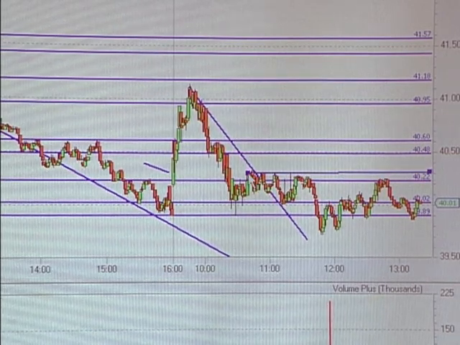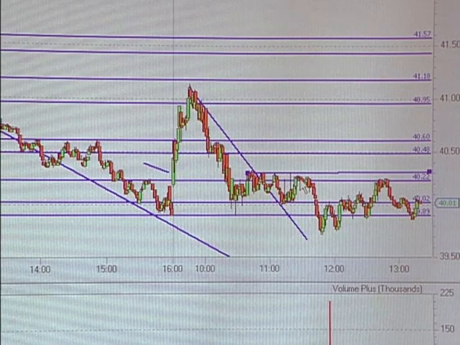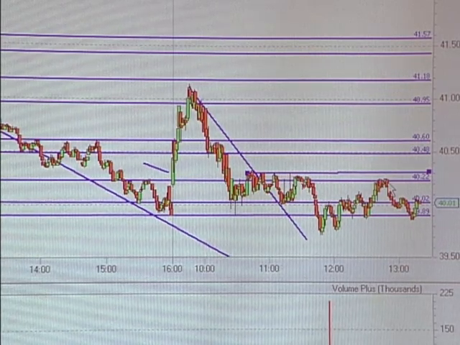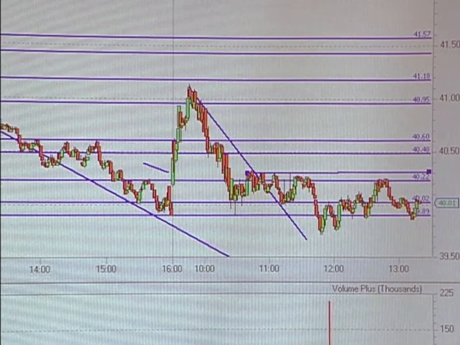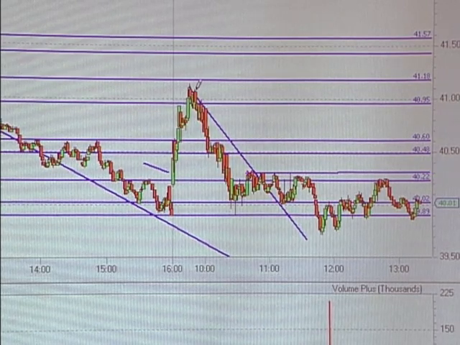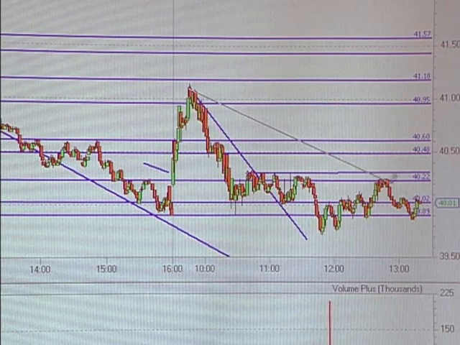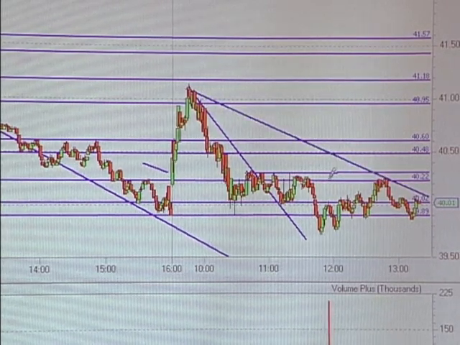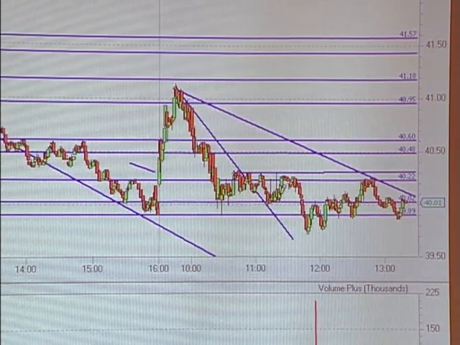There we go. So now we're picking up these tops here, here, here, and here. Notice that this high is higher than this one. So now I can go back up here and draw another declining top. Very good.